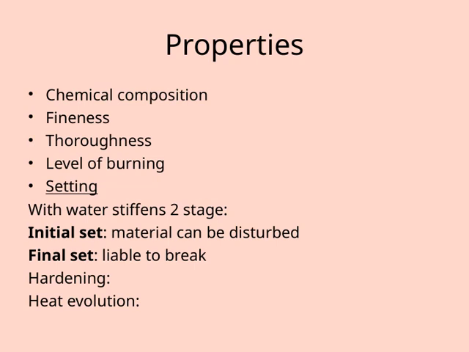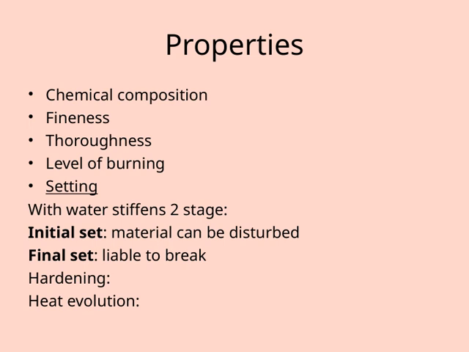Let's take a closer look at the properties of cement. First, chemical composition is crucial because it determines how the cement behaves and sets. Then, we have fineness, which affects the rate of hydration and strength development. Fineness refers to how well the cement particles are ground. Finer cement reacts faster. The level of burning during manufacturing can influence properties like setting time and strength.